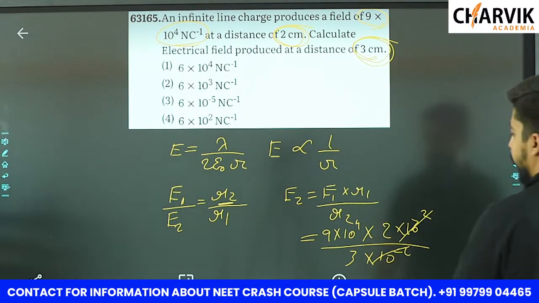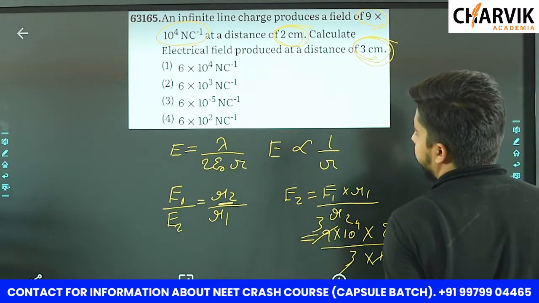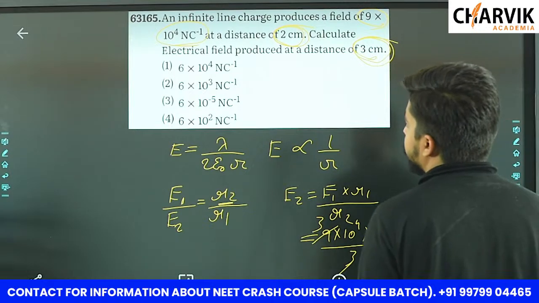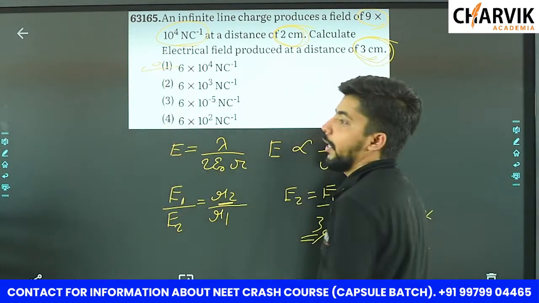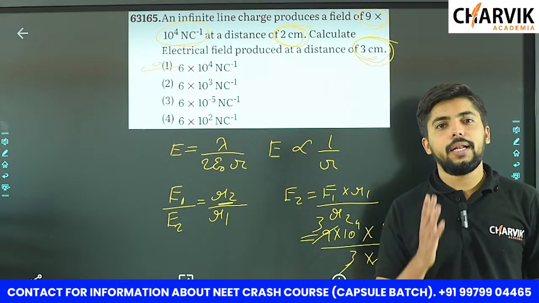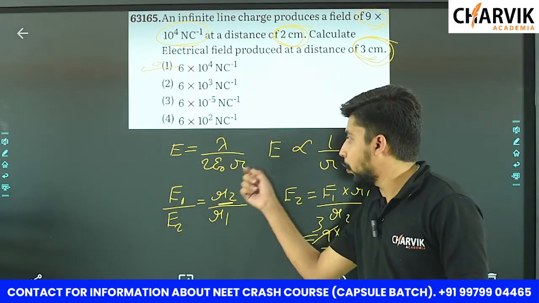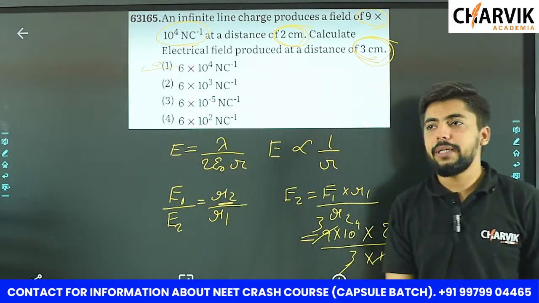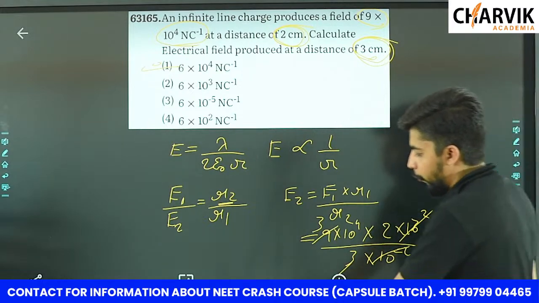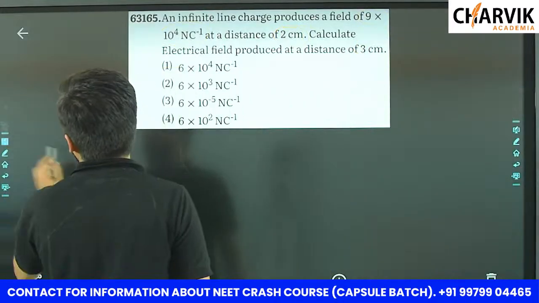The 10 raised to -2 cancels out each other. 3 3s are 9, 3 2s are 6. 6 into 10 raised to 4, which is the correct option. You don't need the calculator even for this. Only if you know this simple formula, you can say the answer is 6 into 10 raised to 4. Okay. Let us move to the next question.